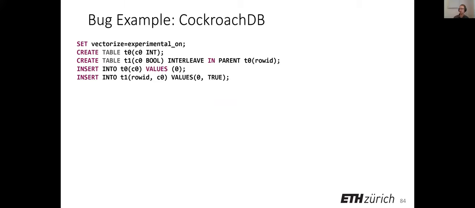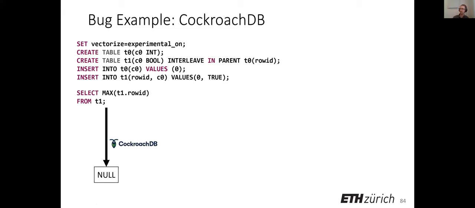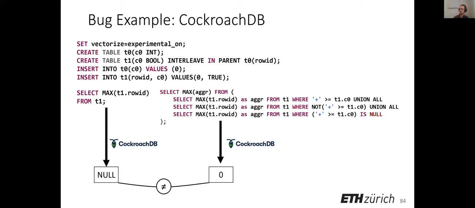Just to also show this on a concrete value, you can see here a reproducer for a bug that we found in CockroachDB, where we generate two tables, insert values, and so on. And the original query was the following, where we try to determine the maximum value of the row ID, for which CockroachDB returned a NULL. And then we derived these partitioning queries, where you can see, first of all, the ternary predicate variants again, and that each partition uses MAX to compute its maximum value. But then we also have this outer MAX function to compute the overall maximum. And here, CockroachDB unexpectedly returned a zero value.